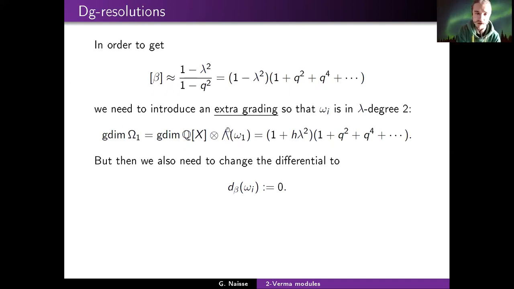And then because your element in Omega_1 Q[x], the part of my big Omega_1 here, will be in lambda degree two, it will also mean that you must put the differential to zero. You cannot do anything else.